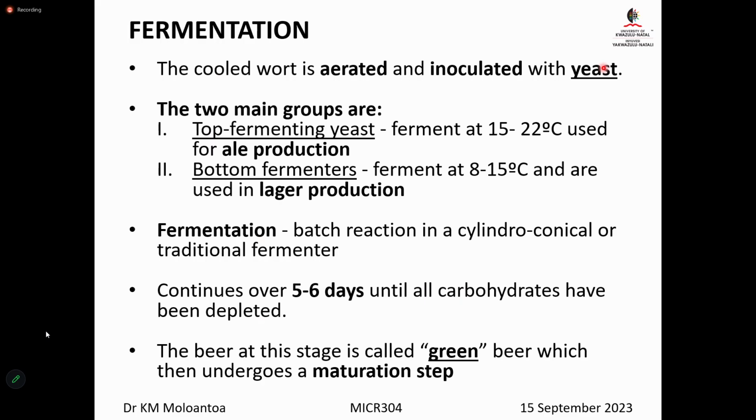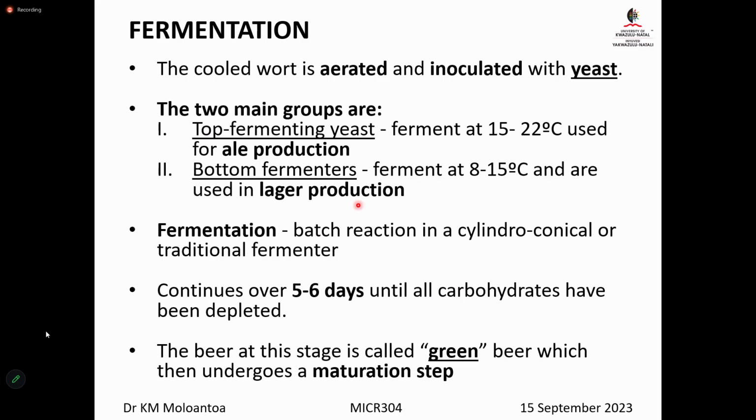There is what we call top fermenting yeast and also bottom fermenting yeast. The top fermenting yeast ferments at 15 to 22 degrees Celsius. You can note that by the temperatures: higher temperatures is the top yeast, and lower temperatures is the bottom yeast. The difference with this yeast is that the top fermenting yeast are used for ale production, while the bottom fermenting yeast are used when we are making lager, right? So there's a difference in that.